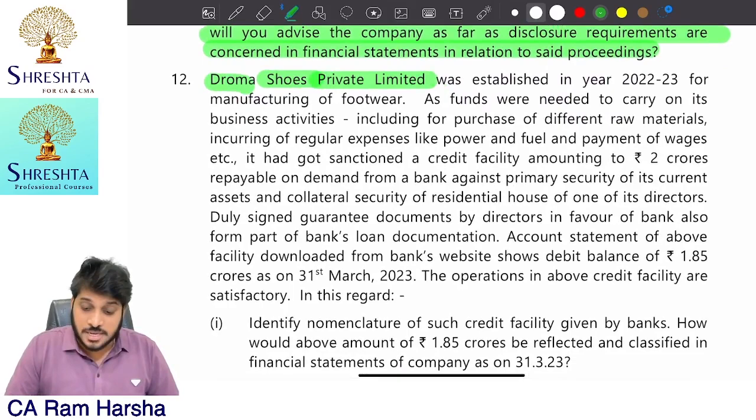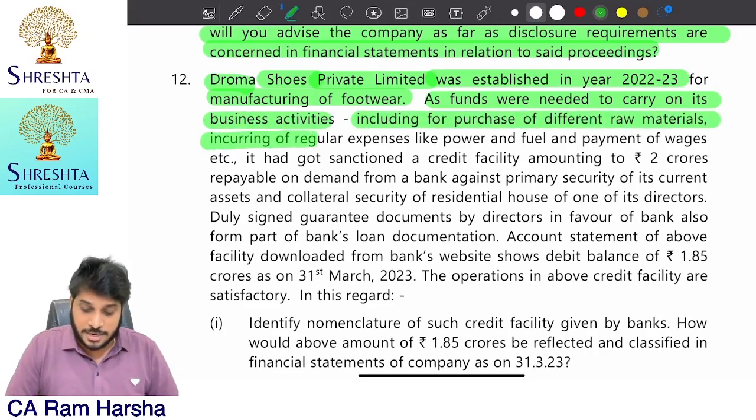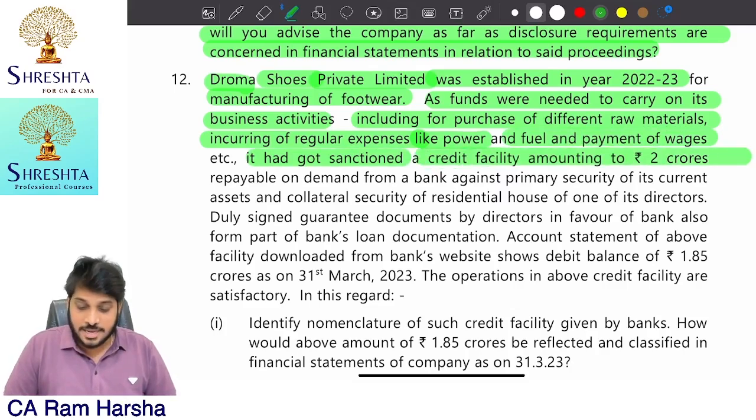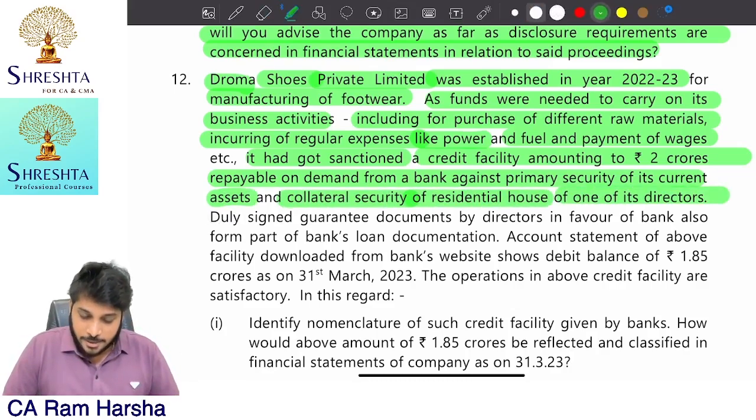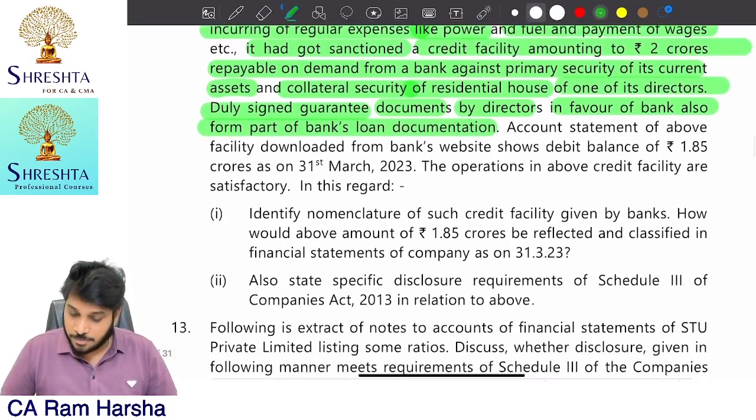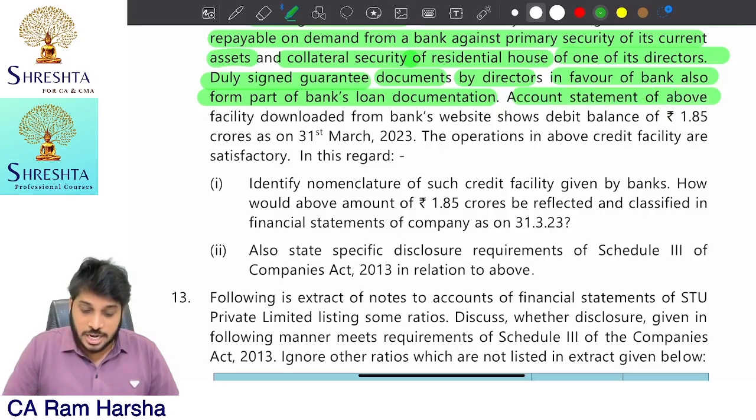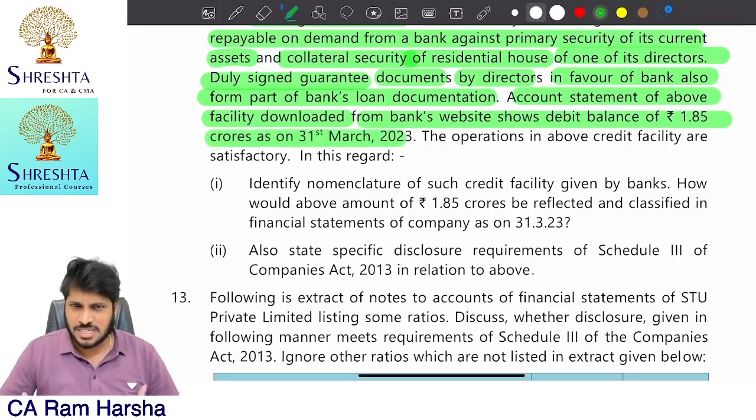Roma Shoes Private Limited was established in 2022-23 for manufacturing of footwear. As funds were needed to carry on its business activities, including purchase of different raw materials and regular expenses like power, fuel, payment of wages, it has got sanctioned a credit facility amounting to 2 crore repayable on demand from a bank against primary security of its current assets and collateral security of the residential house of one of the directors. Remember, duly signed guarantee documents by the director in favor of the bank also form part of the loan documentation. Directors have also given a guarantee. The account statement of the above facility downloaded from the bank website shows a debit balance of 1.585 crore, meaning there is a liability.